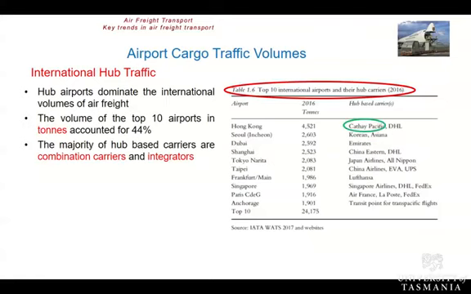Now, if we look at Hong Kong, for example, the hub carrier for Hong Kong is Cathay Pacific. For Seoul, it's Korean and Asiana, etc., as you go through. So each of those hubs has a significant combination carrier who calls that hub their home. They channel all their cargo into that hub and then out of that hub again.